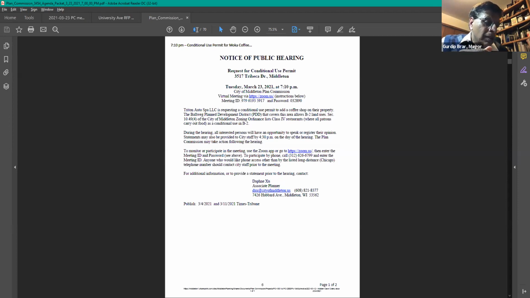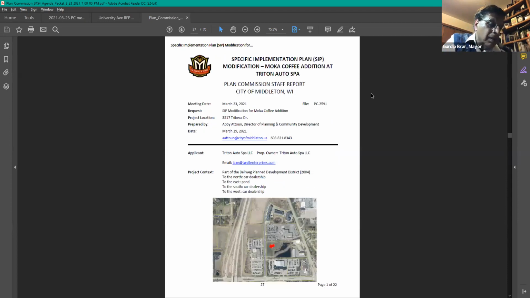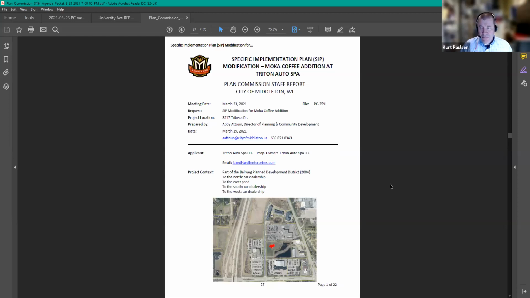This is the conditional use permit for Mocha Coffee Edition at Triton Auto Spa, Middleton, 3517 Tribeca Drive. So we need a motion to approve the conditional use permit. Actually, we have a 7:15 public hearing on the rezoning of the Chichester. Yeah, well, let's go through this now and then we can. Okay. Back to this.